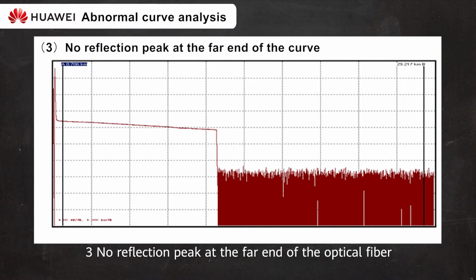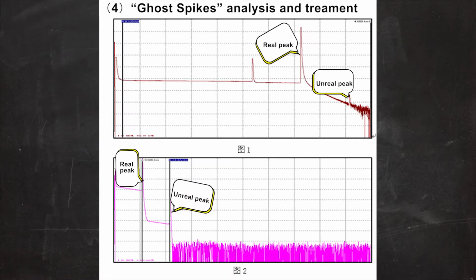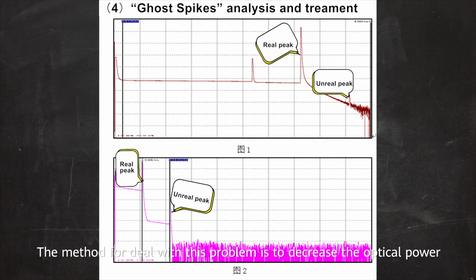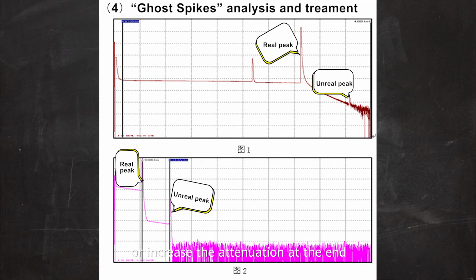3. No reflection peak at the far end of the optical fiber. The possible cause is that the fiber may be broken, or the end is not clean, or it's damaged. 4. The phantom or ghost appears on the curve because the measured optical fiber is short, or there are multiple mechanical connectors on the link and they are close to each other. The method for dealing with this problem is to decrease the optical power or increase the attenuation at the end.